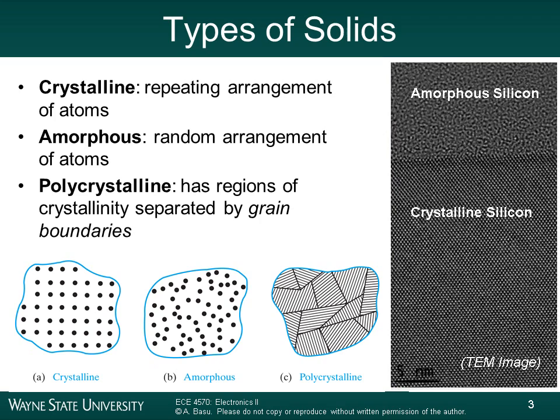Anyway, the reason we're talking about this here in this class is that just like the atomic structure determines the mechanical properties of a material, the atomic structure can also determine the electronic properties of a material.